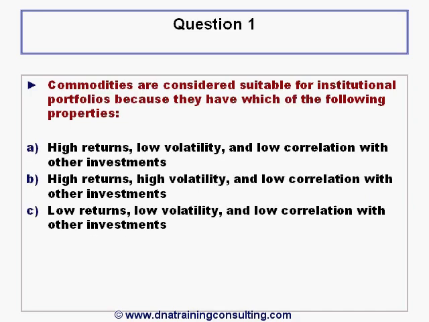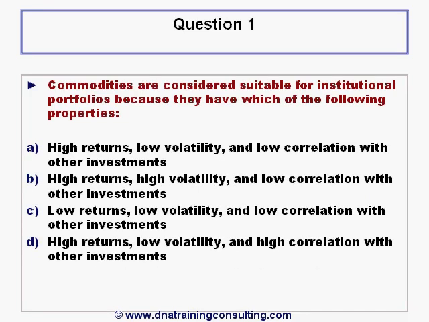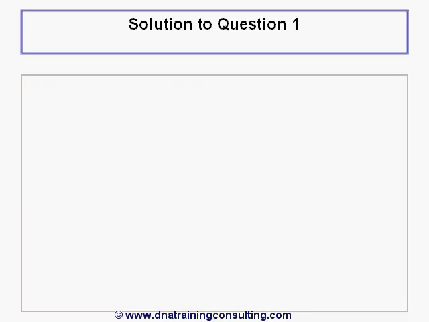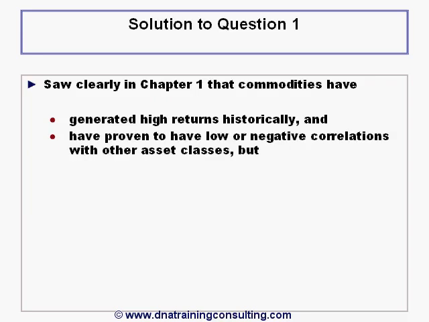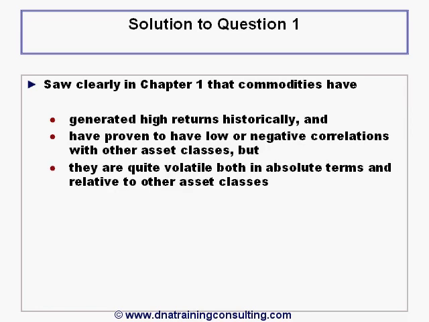Here are the 4 permissible answers. Solution to question 1. We saw clearly in Chapter 1 that commodities have generated high returns historically and have proven to have low or negative correlations with other asset classes, but that they are quite volatile both in absolute terms and relative to other asset classes. Therefore, the correct answer is B, as in boy.